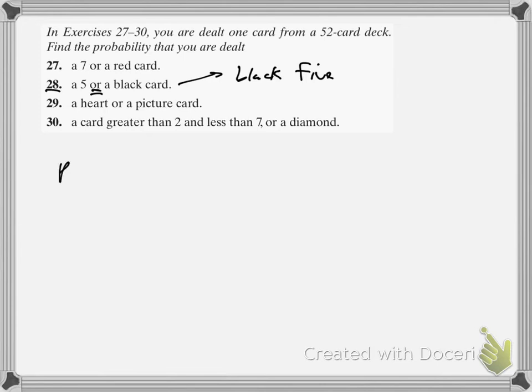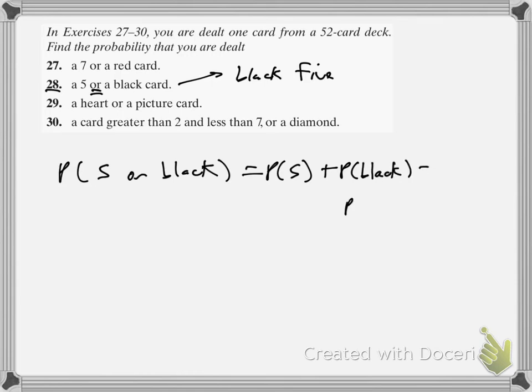So the probability that I draw a 5 or black card would be the probability of a 5 plus the probability of a black minus the probability of a 5 and a black. How many black 5s are there, I guess, is the question. So the probability of drawing a 5. Well, there are 4 5s in the deck out of 52. Plus the probability of drawing a black, there are 26 black cards out of 52.